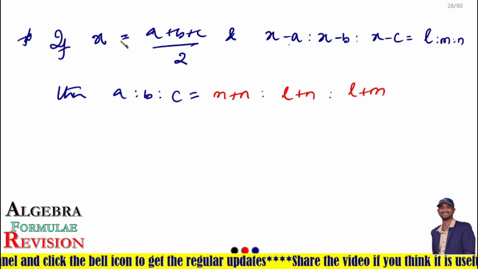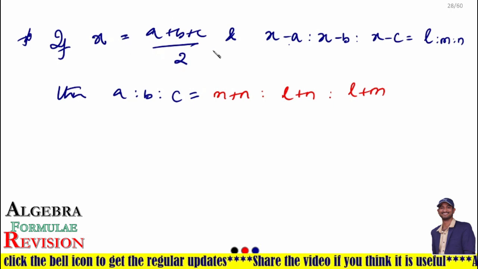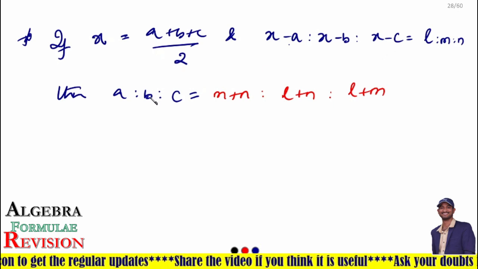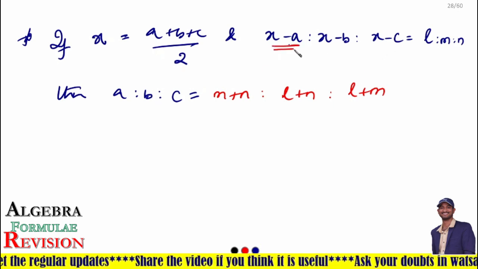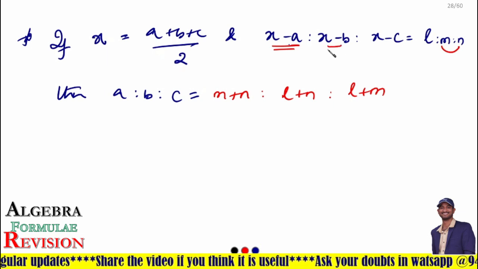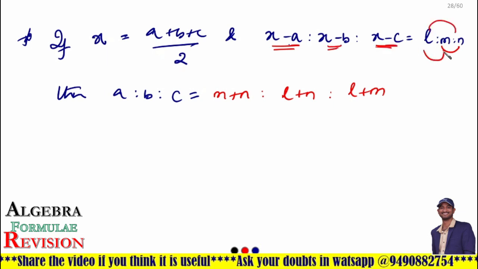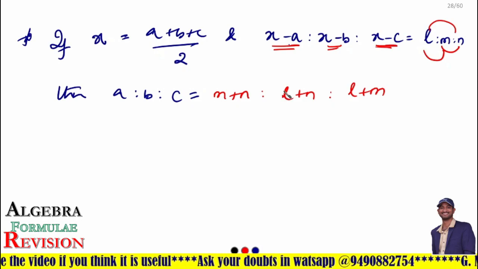Okay, whenever there is a value x is equal to something and the ratio of x minus a, x minus b, x minus c is L : m : n, then what is the value of a, b, c? A means you have to take these two values, B means you have to take these two values, C means you have to take these two values. Is it clear?